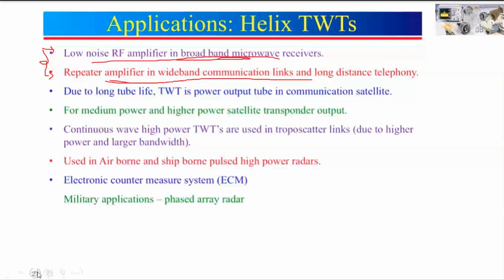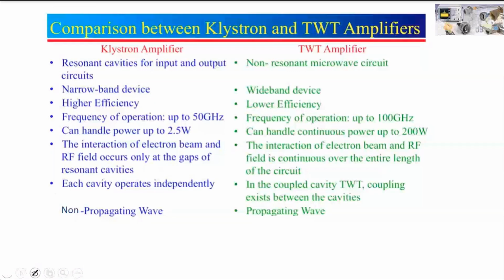Then at the last we will be studying about M-type microwave tubes. But before that, let us compare the klystron and TWT amplifier. I have made it point-wise, which will be easier for you to understand. Basically, resonant cavities from input to output circuits are present in the klystron amplifier, which is not the case in the TWT amplifier. Instead of that, what is present here? Here we have slow wave structures like helix, zigzag line, corrugated waveguide.